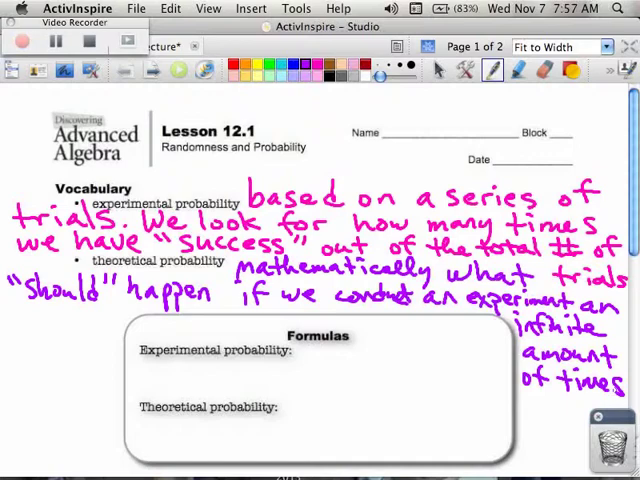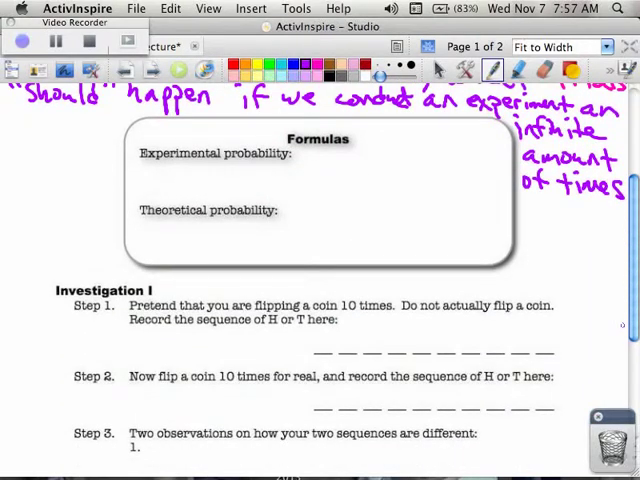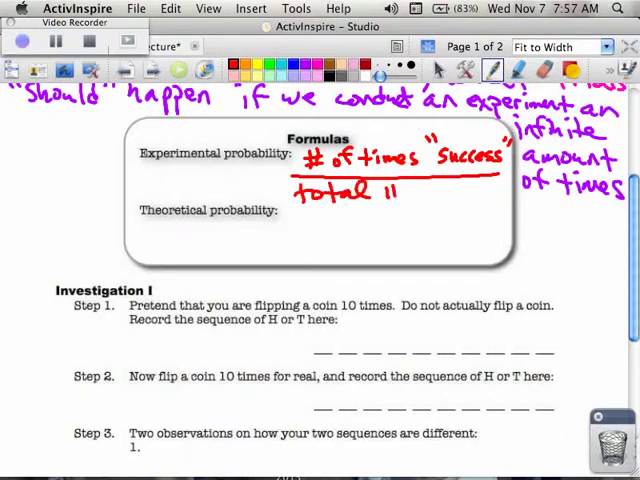When you're looking for these answers, what you'll find is that the experimental probability is the number of times you had the success, like for example, rolling that 5, over the total number of trials that you performed. So let's say we rolled the dice 100 times, that's the number of trials. If you got that 5 13 times, that's the success. So your answer would be 13 over 100.